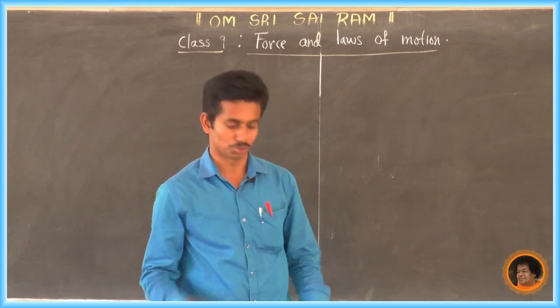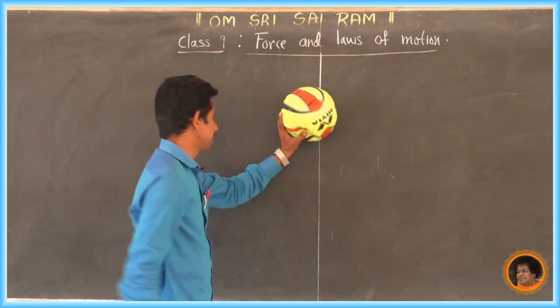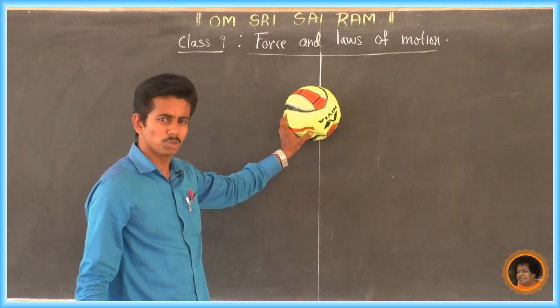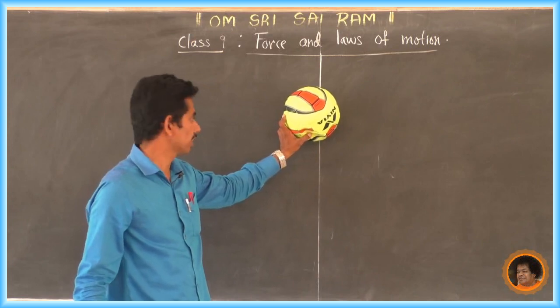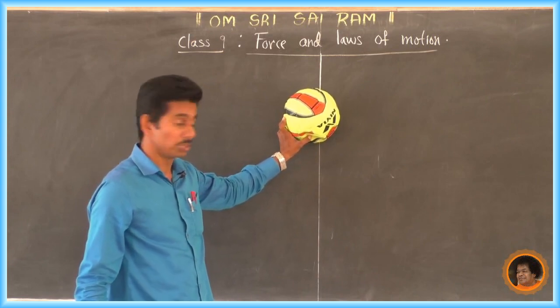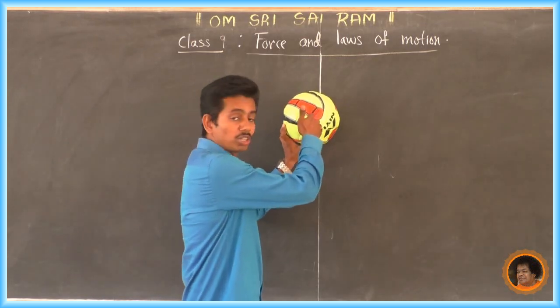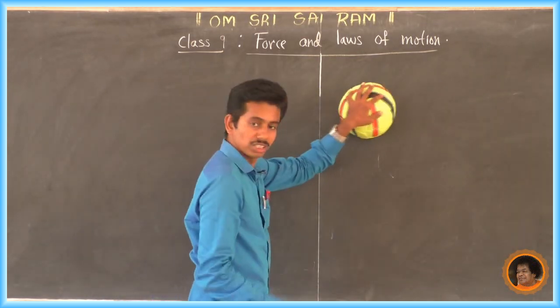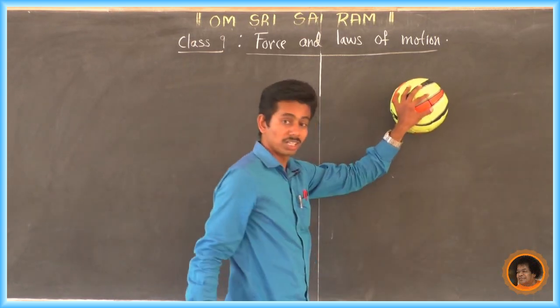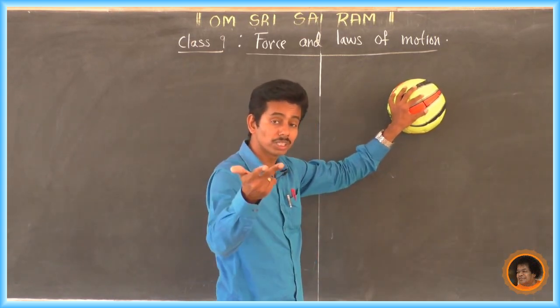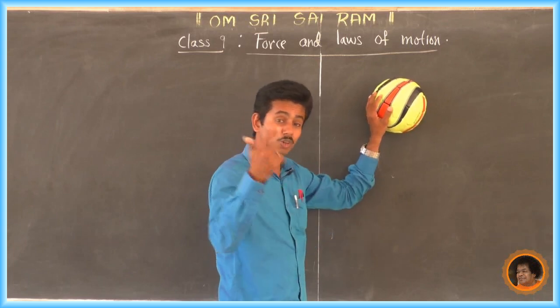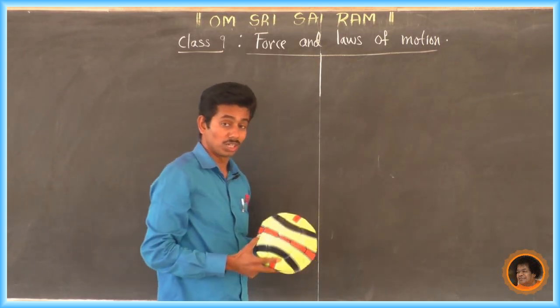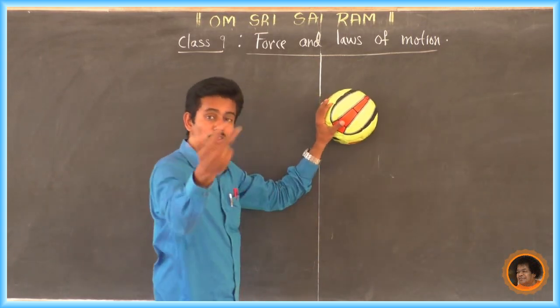Force and laws of motion. What do you mean by force? This is a ball. Can we say it is in motion? No. Why? Because it is in a state of rest. If I push the ball, now it's moving. Why is it moving? Because a force is applied to the body. The pushing is a force.